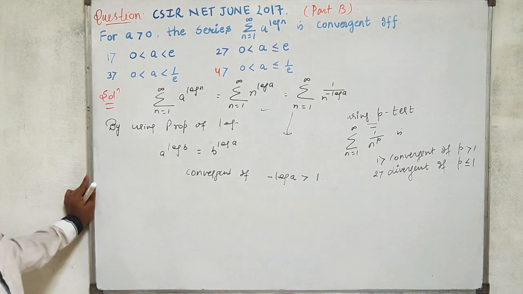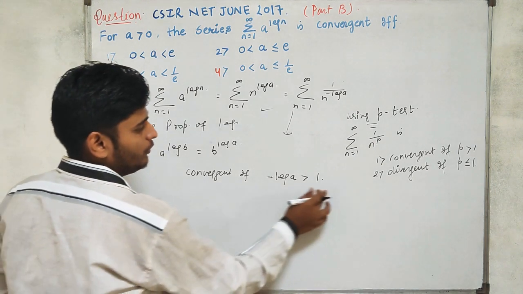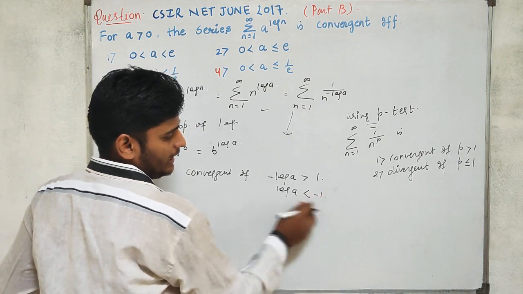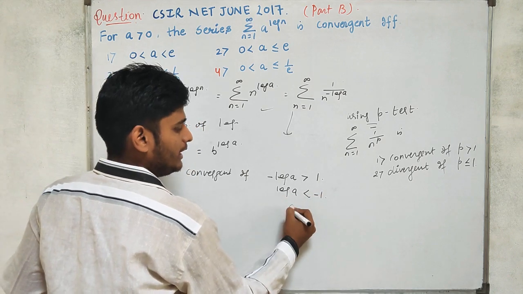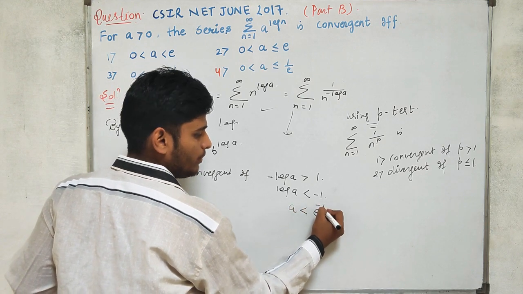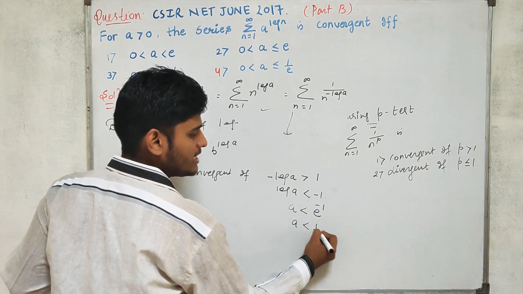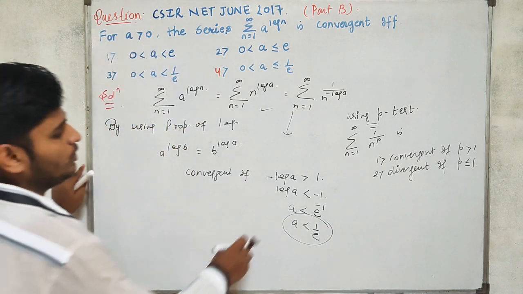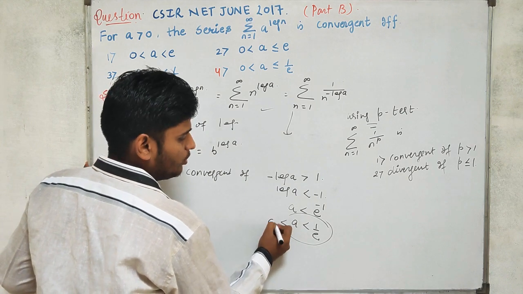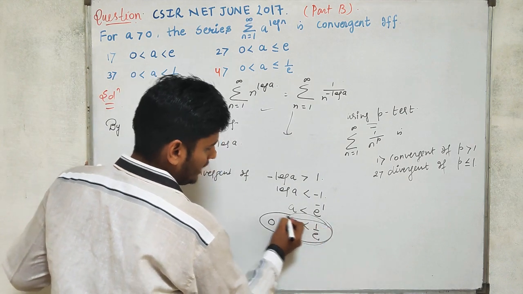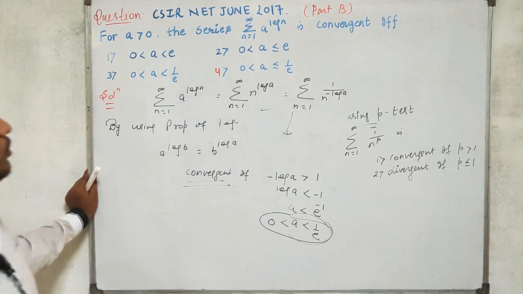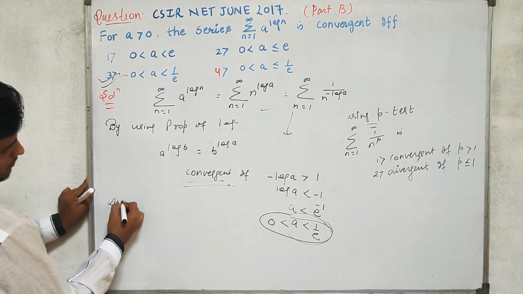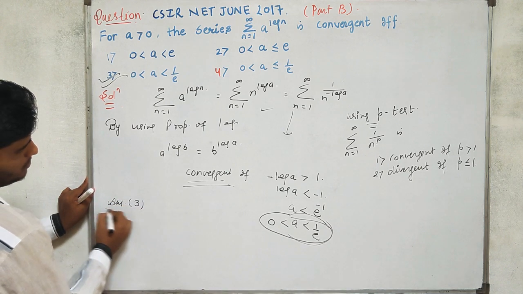Okay, now multiplying on both sides by minus 1, we find out that log of a is less than minus 1, and by taking antilog on both sides, we find out that a is less than e raised to power minus 1. It can be written as a is less than 1 by e. And it is given that a is greater than 0, so a is greater than 0. For this value of a, the given series is convergent. So option 3 is the correct option. So the answer of this question is option 3.